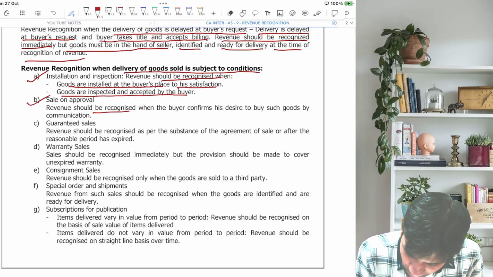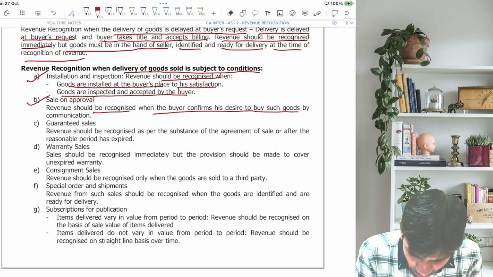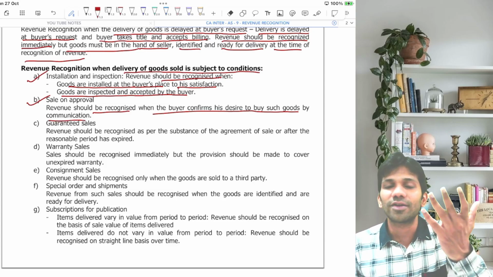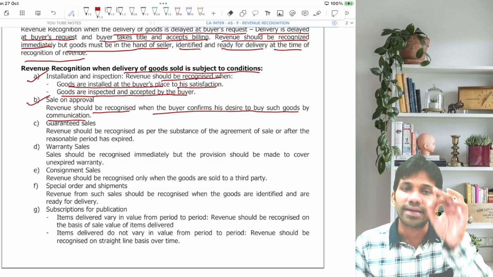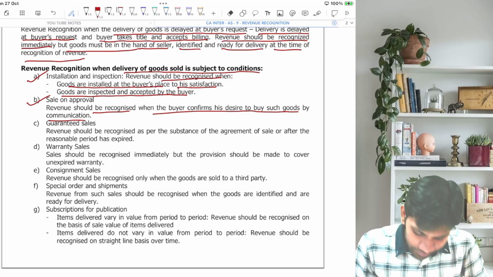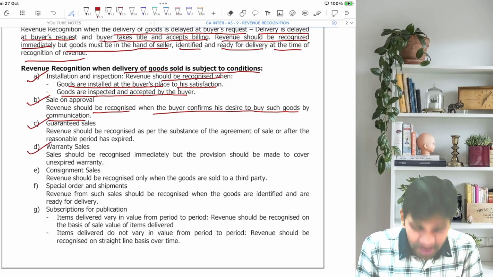Revenue should be recognized when the buyer confirms his desire to buy such goods by communication. Obviously, when you say, sir, the goods are very nice, superb quality, I'm ready to buy the goods, at that point of time, I should recognize the revenue. Guaranteed sales and warranty sales back to back.